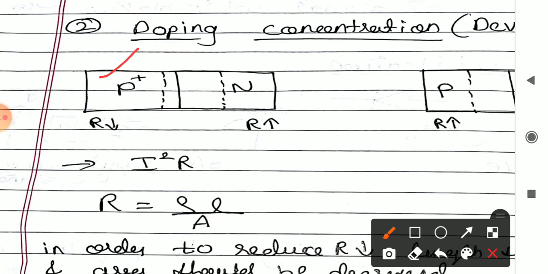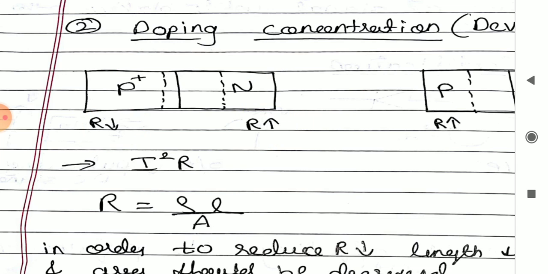If current is more, what we can say is that resistance will be less compared to this region. Here the charge carriers are less, and because of that current is also less. If current is less, resistance is more for this particular region. If the device is lightly doped, then the resistance offered is more because the charge carrier concentration is lesser.